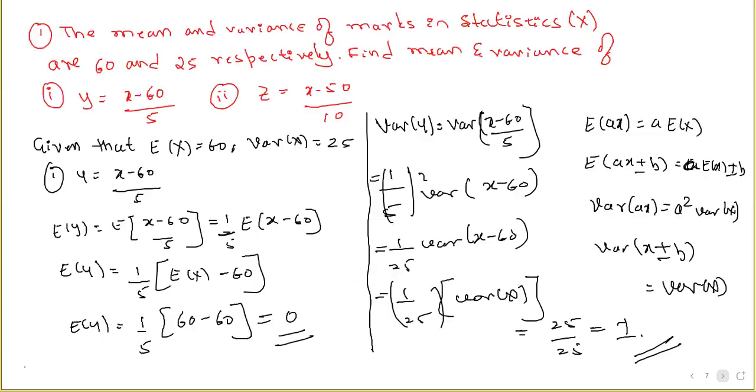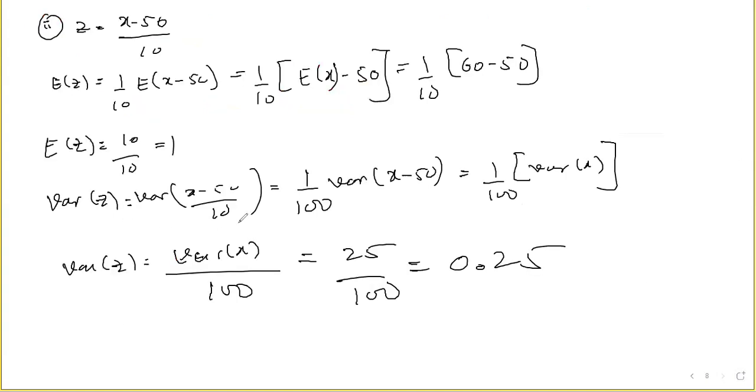So here, out of y and z, y is the only standardized variable because its mean is 0 and variance is 1. But what about variance and expected value of z? Variance of z is 0.25, but expected value of z is 1, which is not equal to 0. Hence, we say that z is not a standardized random variable.